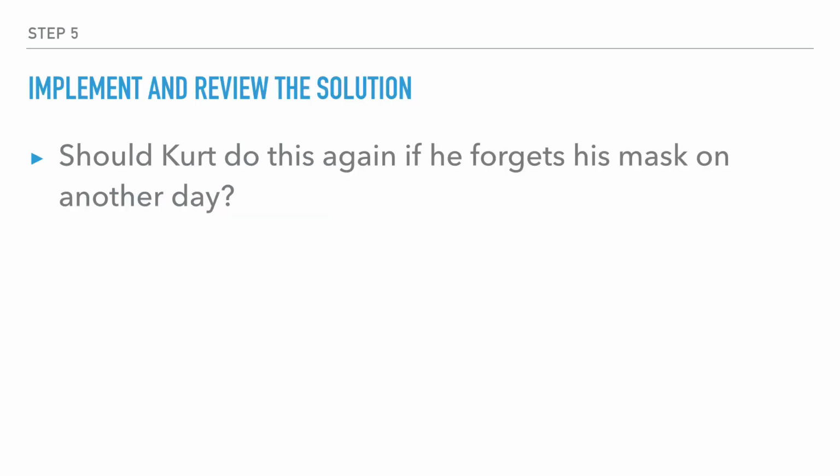In problem solving, our 5th and final step is to implement and review. So once Kurt has actually carried out these steps, then he can make an assessment as to whether this solution really worked out for him, what he would change about it, and if he were to not have a mask on another day as he's going to school, he will look at whether this will work for him again, whether he can do it on another day.